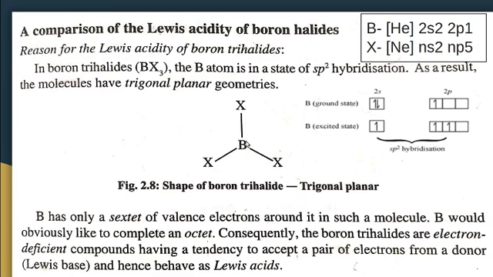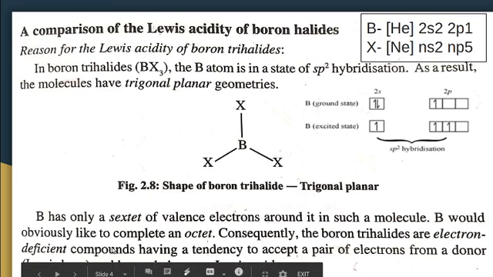So there are 3 sp2 hybridized orbitals around the boron atom, which can form covalent bonds with 3 halogen atoms. That means in the halogen there is one unpaired electron in a p orbital that can form a covalent bond with the boron atom. So there are 6 electrons around this boron atom. So this is considered an electron deficient species, and it can accept a pair of electrons and attain the noble gas configuration of 8 electrons. So boron has only a sextet of valence electrons around it in such a molecule.